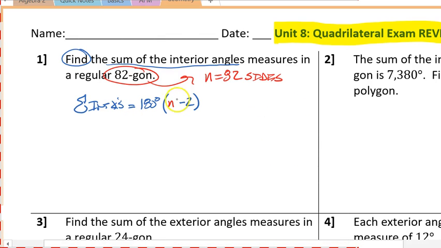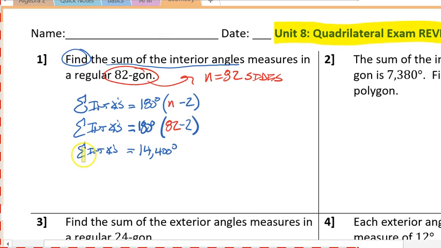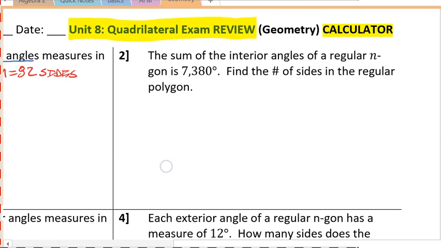So substituting in our 82 sides, the sum of the interior angles is equal to 180 degrees times the quantity 82 minus 2, which gives us the sum of the interior angles being equal to 14,400 degrees.